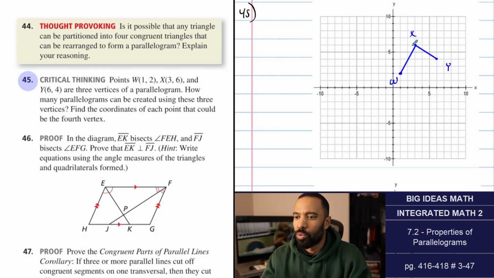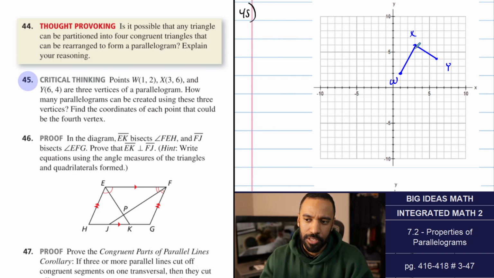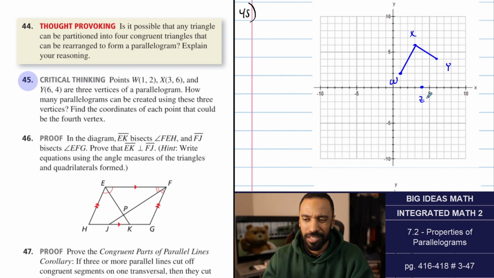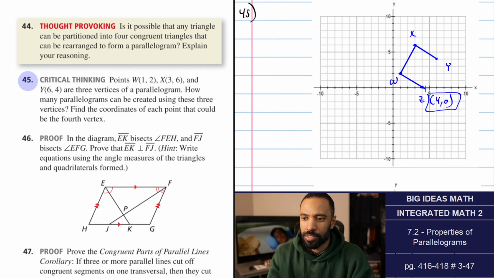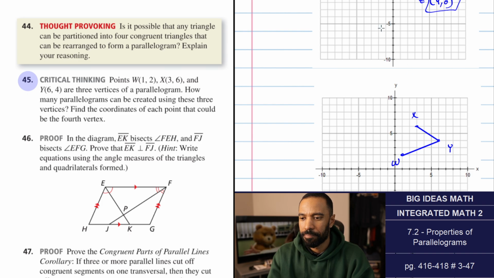Anyway, so let's count the different things. Down 2 over 3, down 2 over 3 would be one of them right here. Are they calling it Z? I'm going to call it Z. Z is at 4, 0 for one of them. If you join it up, you'll see what I mean. Like that, there's a parallelogram.